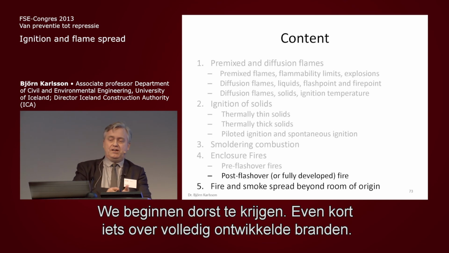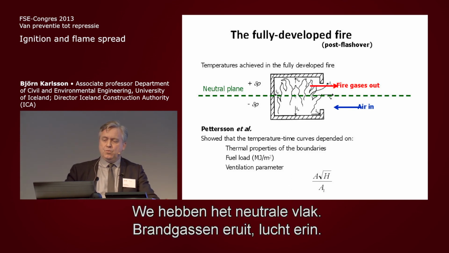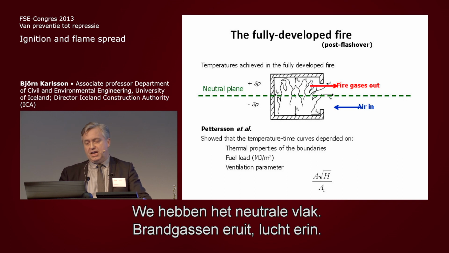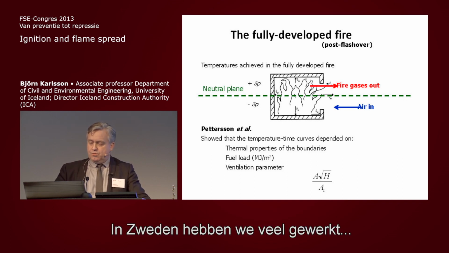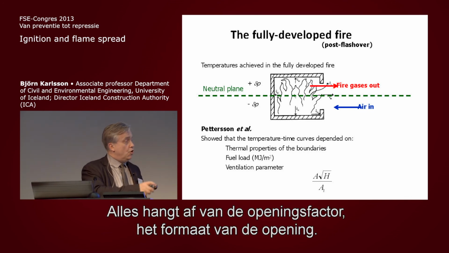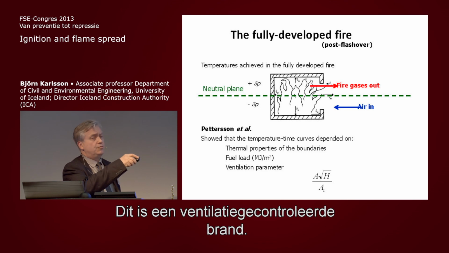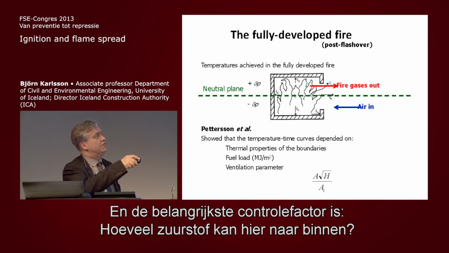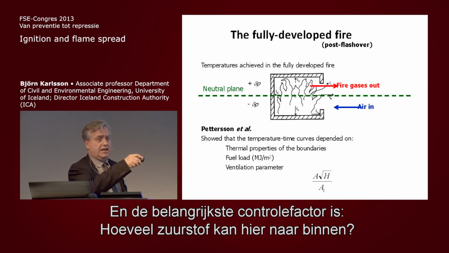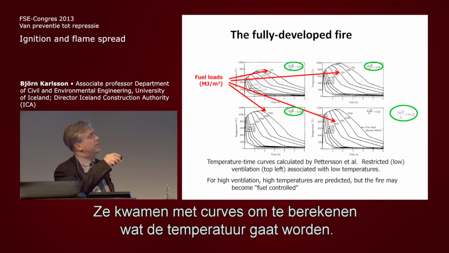So just a few words about the fully developed fire. That's when we're concerned about the structure. So we have the neutral plane, fire gases out, air coming in, and we did a lot of work in Sweden on how to calculate gas temperatures in fully developed fires. It all depends on the opening factor, what the opening size is, because this is a ventilation-controlled fire, and the main controlling factor is how much oxygen can get in here. And they came up with curves where you can actually calculate what the temperature is going to be like.